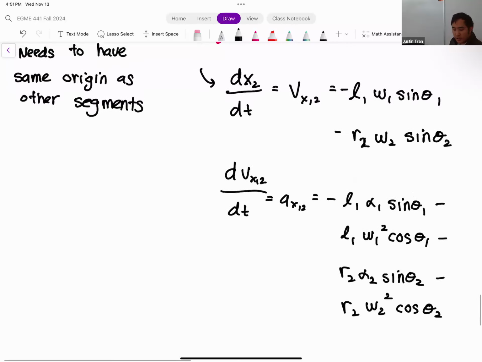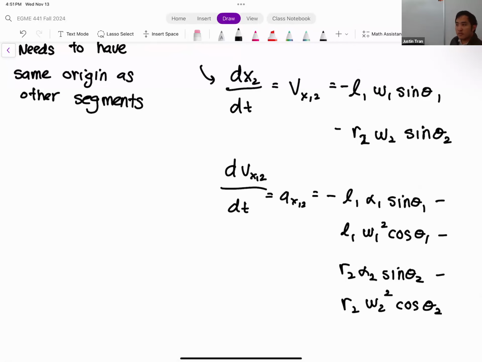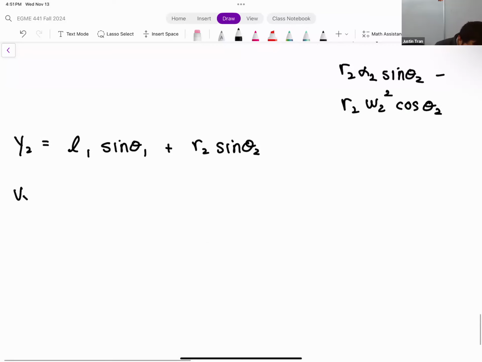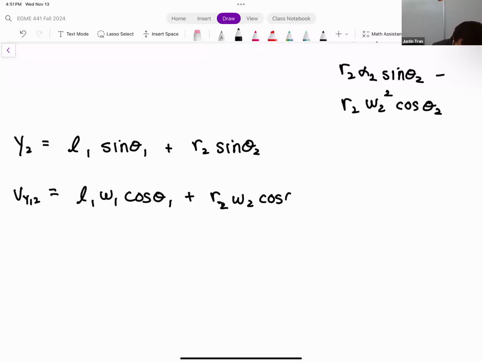Any questions on how we got these results here? Okay, good. Let's do the same thing for the y. The y2 here is going to be L1 sine of theta 1 plus R2 sine of theta 2. For Vy2, we take the derivative with respect to time and we get a positive L1 omega 1 cosine theta 1 plus R2 omega 2 cosine theta 2.